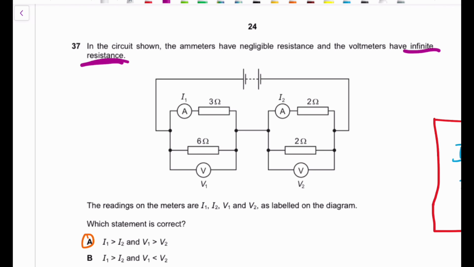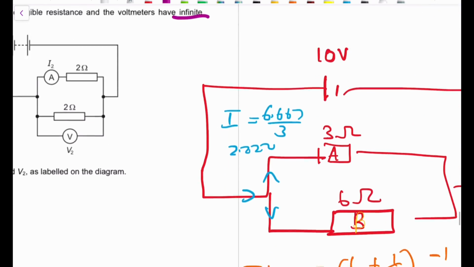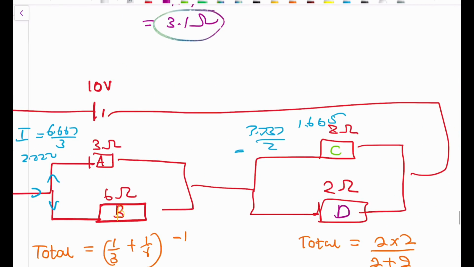Otherwise the voltmeter will not do its job of just measuring, rather it will now take current from the circuit, and we don't want that at all. We want it to measure, not necessarily take something away. So what we do here is we redraw our diagram like this, right?